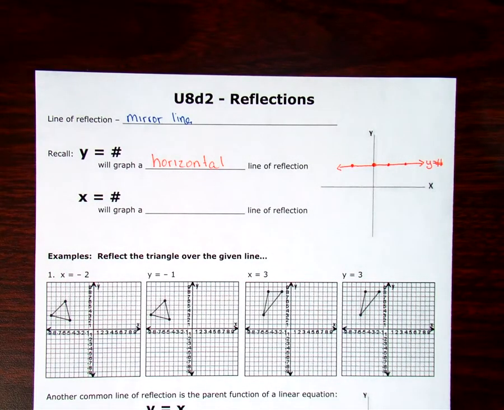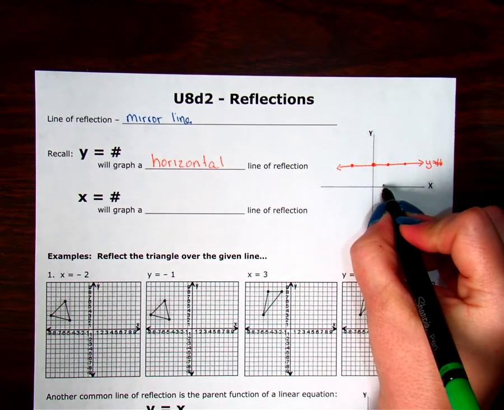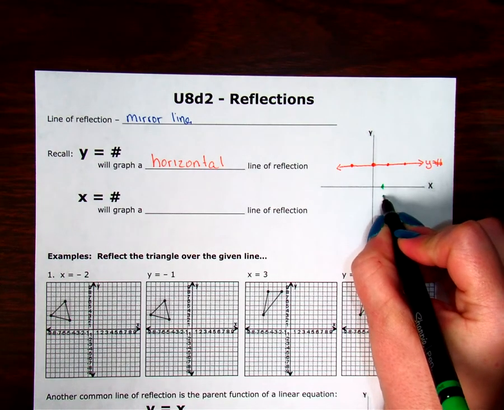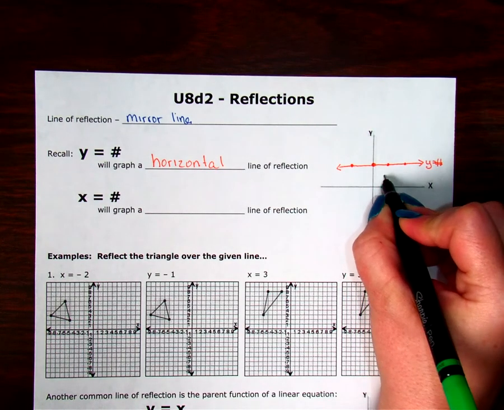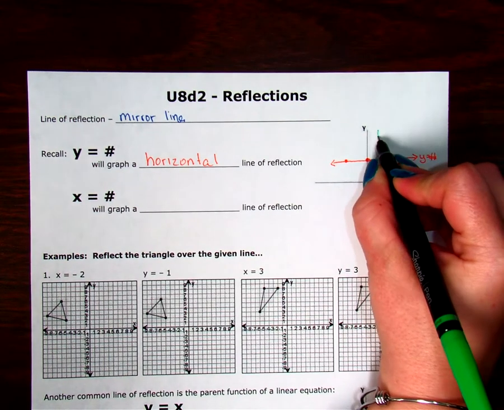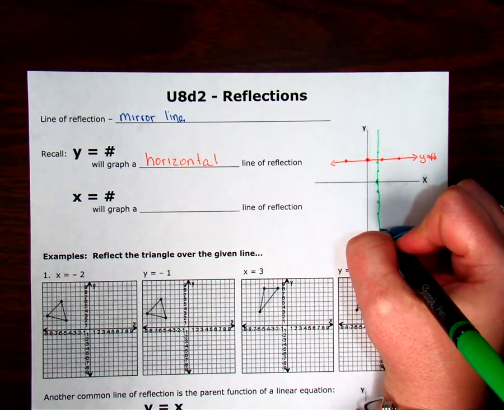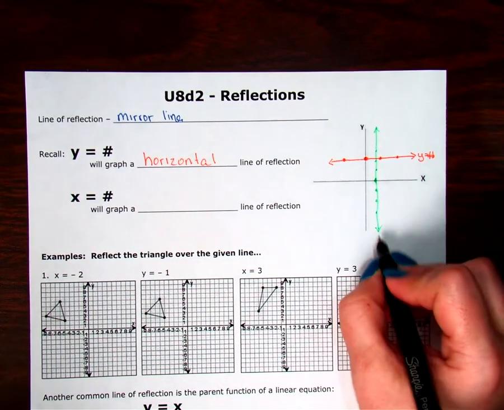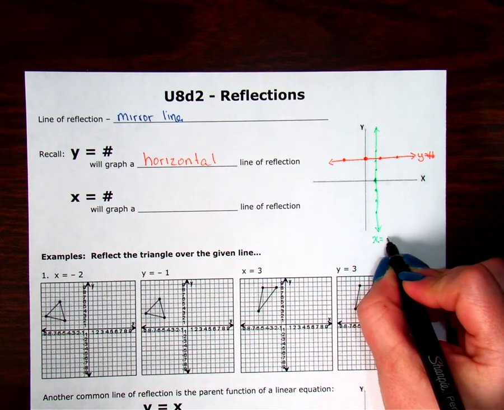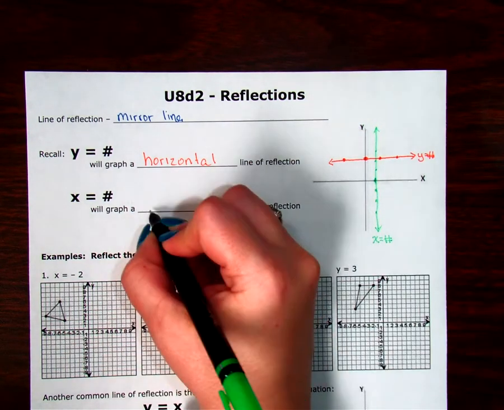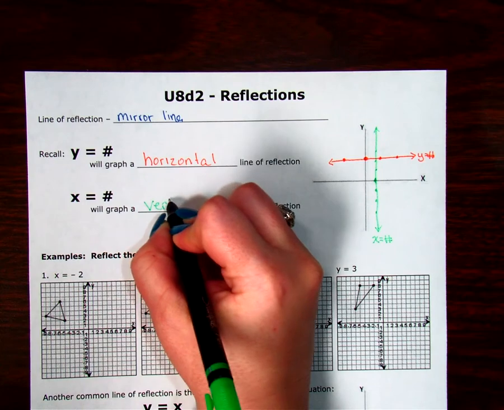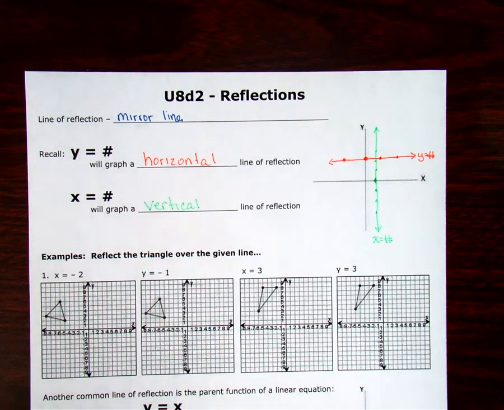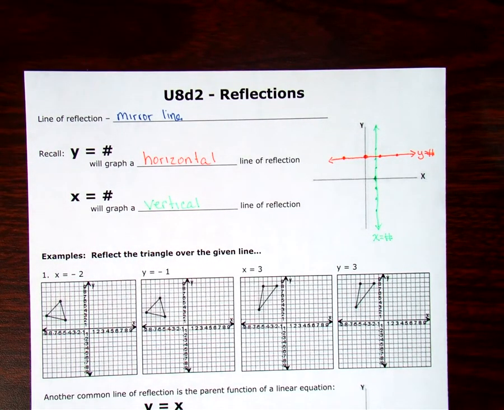I end up graphing a horizontal line of reflection. Conversely, when I work with x equals a number, if x is the same value for every single point, I'm going to end up with a vertical graph. All of the points would have the exact same x value. So if x equals a number, it graphs a vertical line of reflection. Okay, so let's look at some examples of that.